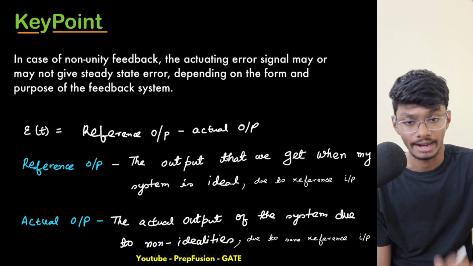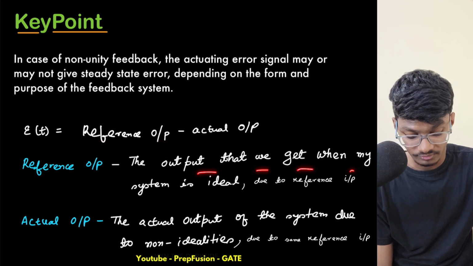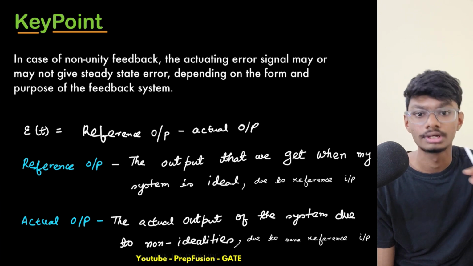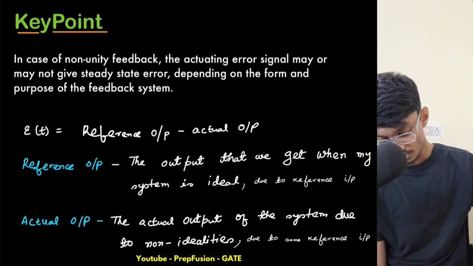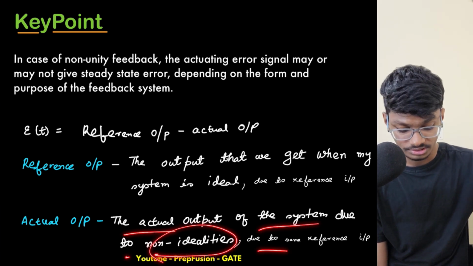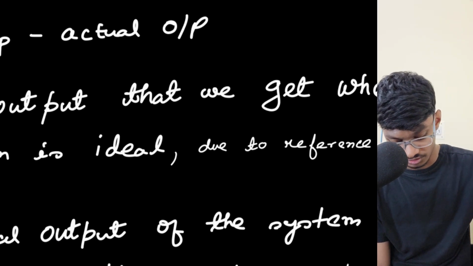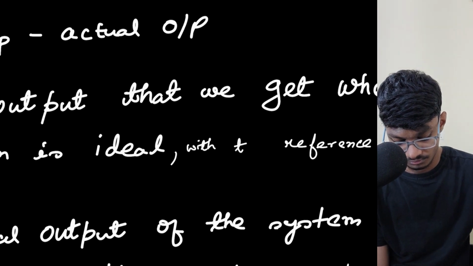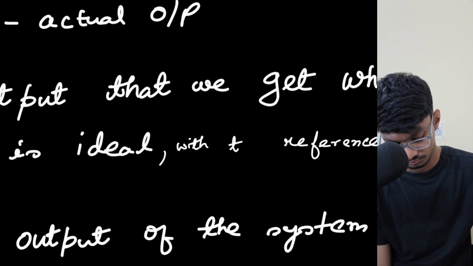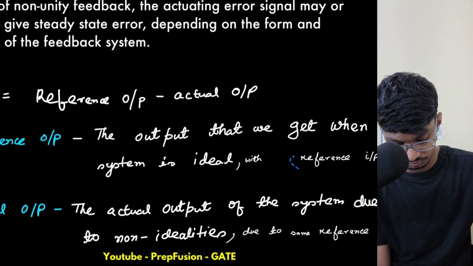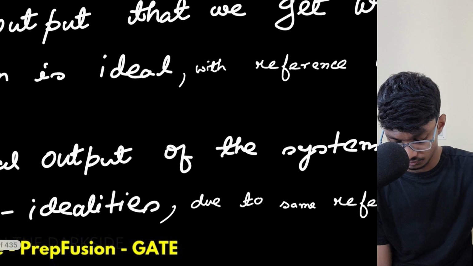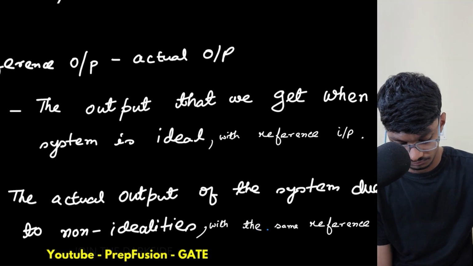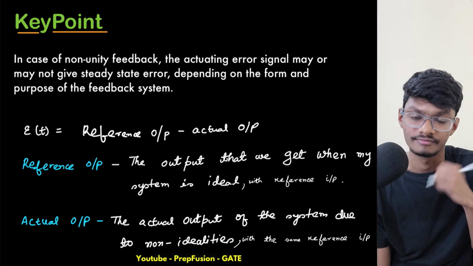Steady state error is the reference output minus the actual output. The reference output is the output that we get when my system is ideal, when there are no non-idealities in the system, in the controller, in the processor, in the sensor. And my actual output is the output of the system due to non-idealities, with the same reference input. So this is what my actual output and reference output are.